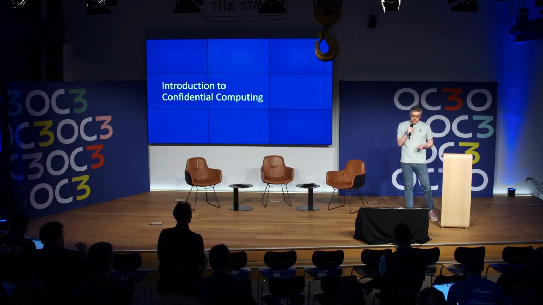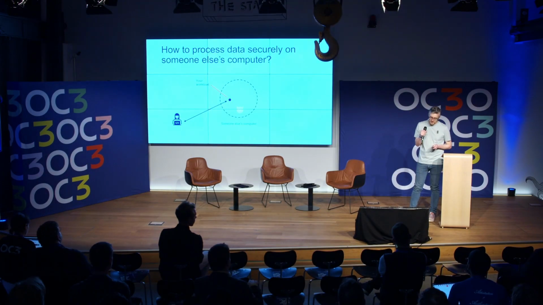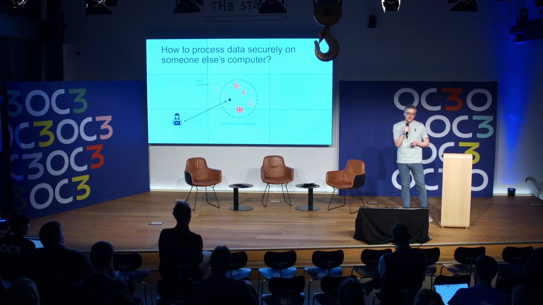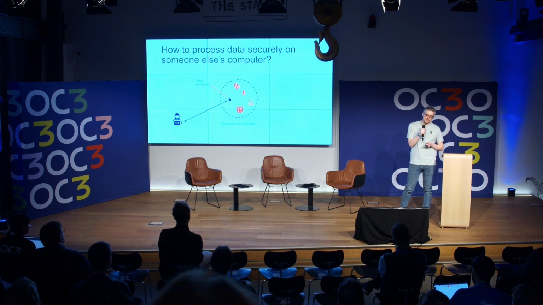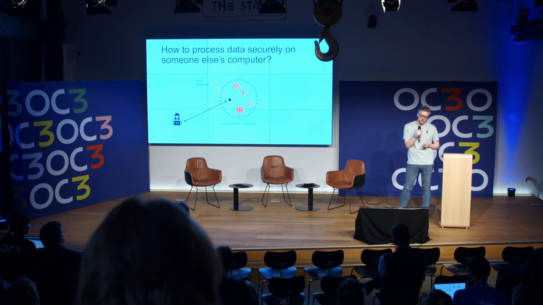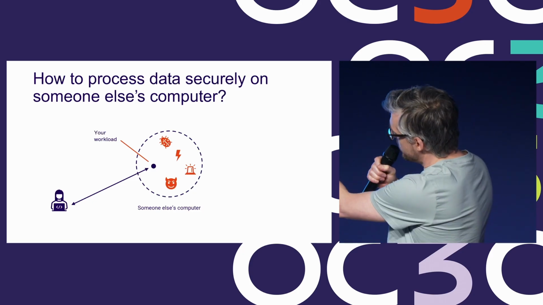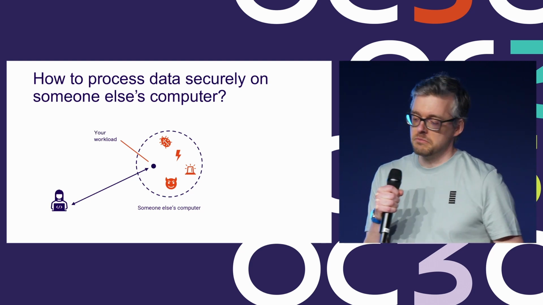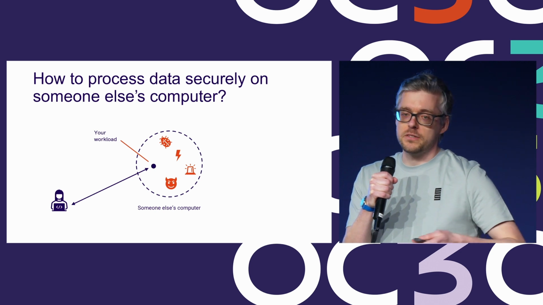Very quick intro to confidential computing. So, the big question that confidential computing is trying to solve is how to process data securely on someone else's computer. So imagine there's your workload. It's running on the cloud, which is someone else's computer. Could be an AI workload, could be something else.